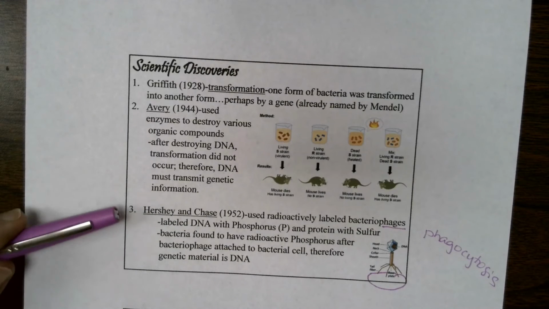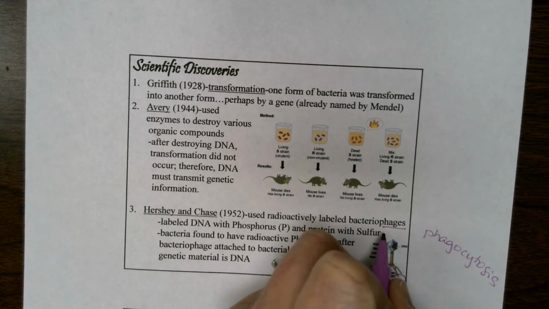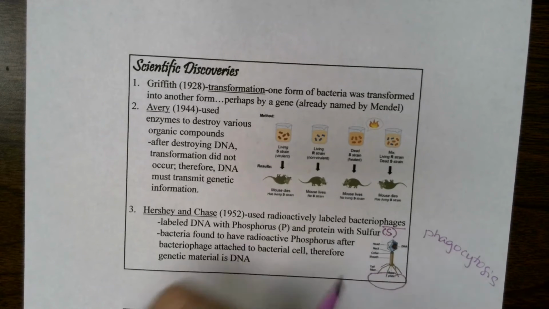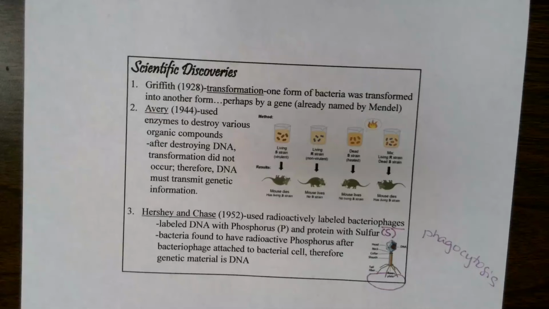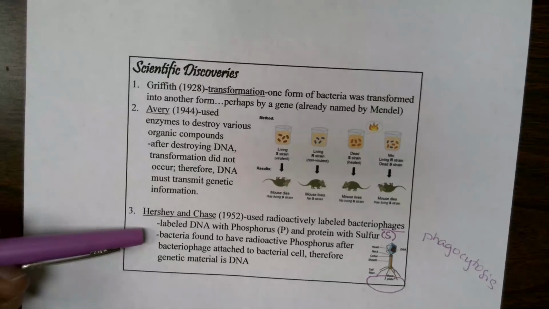So Hershey and Chase labeled DNA with radioactive phosphorus and labeled protein with radioactive sulfur, which I just realized I don't have an S for sulfur. Okay, so its chemical symbol is just a capital S. So the DNA that you can see up here in the top portion of the bacteriophage gets injected down the length of that into, like I said, this bacterial cell. So they then studied the bacterial cells, and they were found to have radioactive phosphorus after the bacteriophage was attached to the cell.